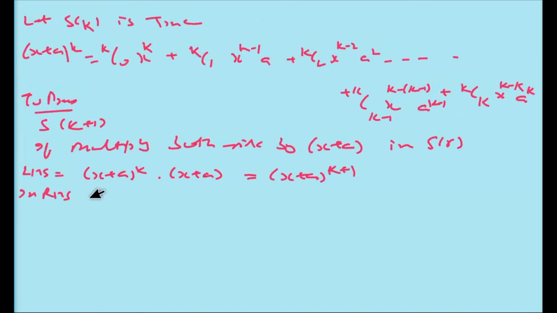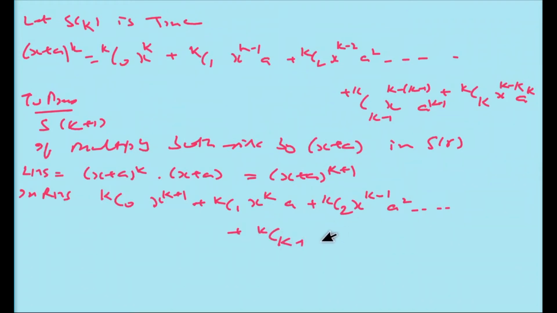Let us multiply it first by x. Then we get kC0 x to the power k plus 1, plus kC1 x to the power k a, plus kC2 x to the power k minus 1 a square, and so on, plus kC(k minus 1) x to the power k minus 1 plus 1 a to the power k minus 1, plus kCk x to the power k minus k plus 1 a to the power k.